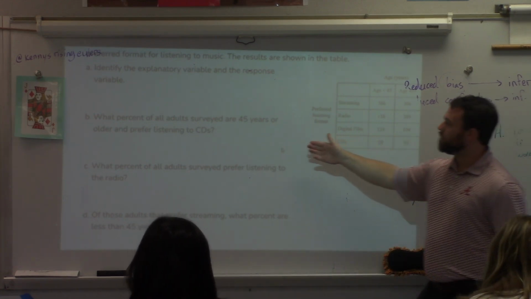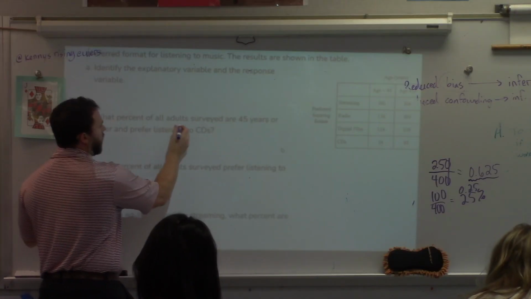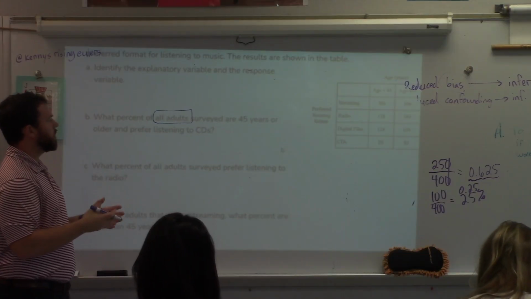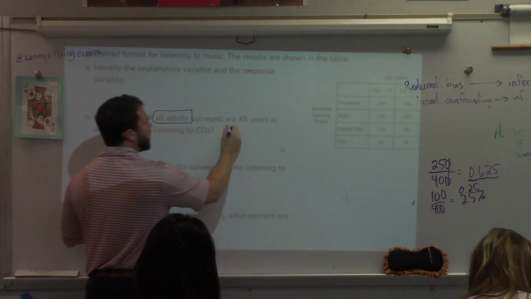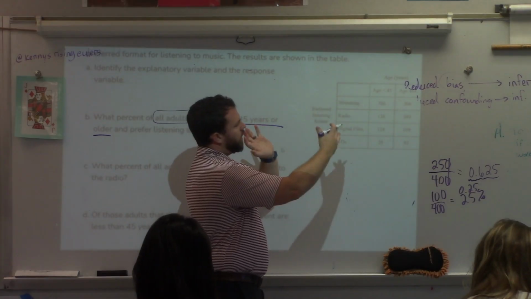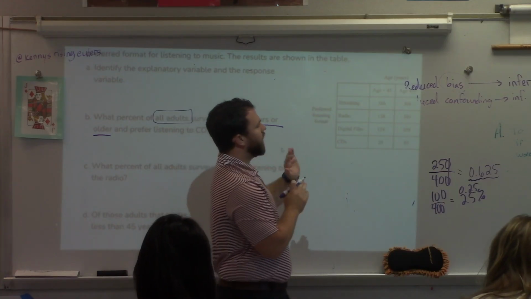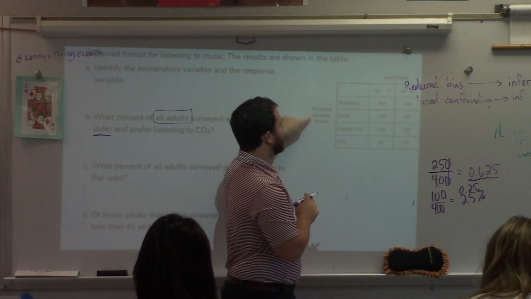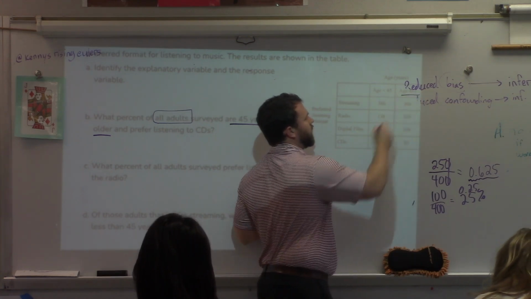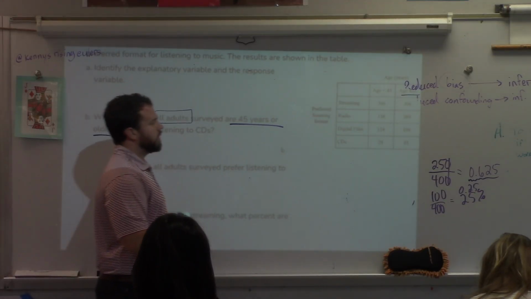So then when I look at, say, B here, you gotta be careful and read it. So what percent of all adults? Am I looking at just a subset of the adults or all the adults? All the adults are 45 or older. So which variable am I looking at? Age. And then which category? Over 45, right? So I'm trying to break it down. And they prefer listening to CDs, okay?